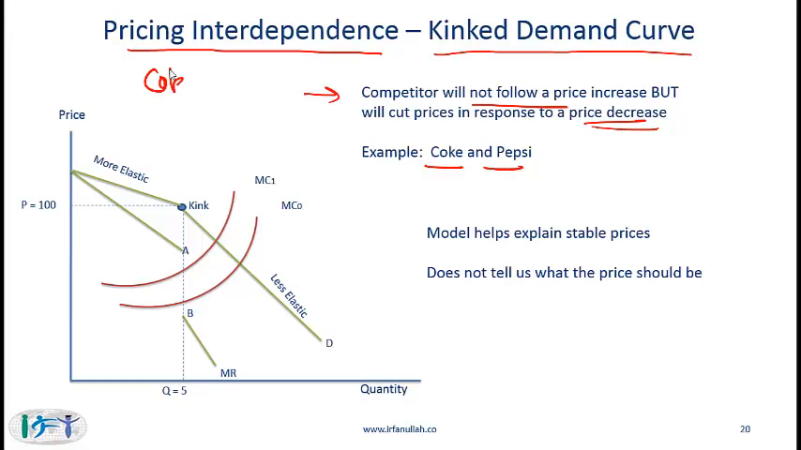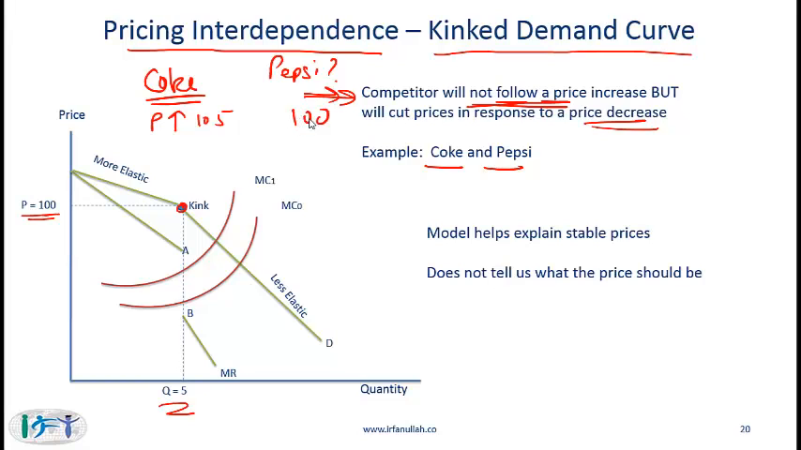Let's consider the Coke perspective. So we have the demand curve for Coke. Assume that initially the price of a 1 liter Coke bottle is 100 rupees and the quantity is 5,000. And say we are at this point. If Coke increases its price from 100 to say 105, what will Pepsi do? According to what we see over here, Pepsi, which is the competitor, will not follow a price increase. So Pepsi is still at 100.